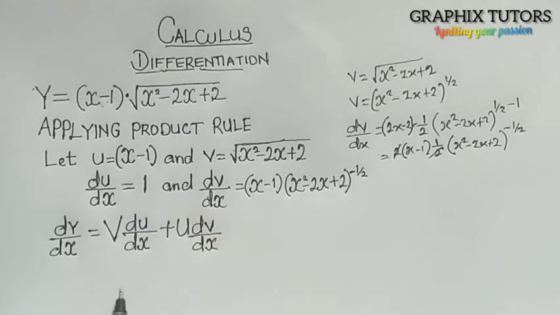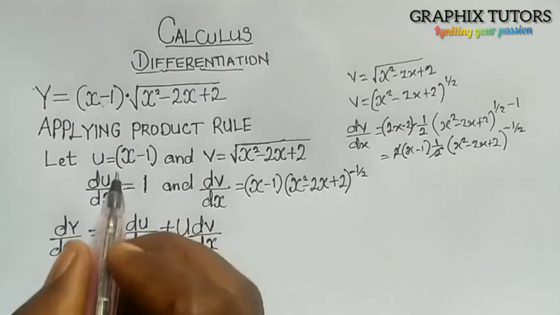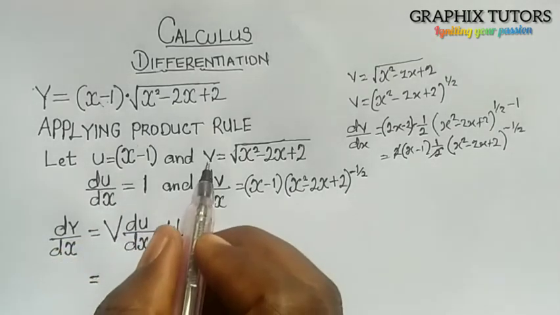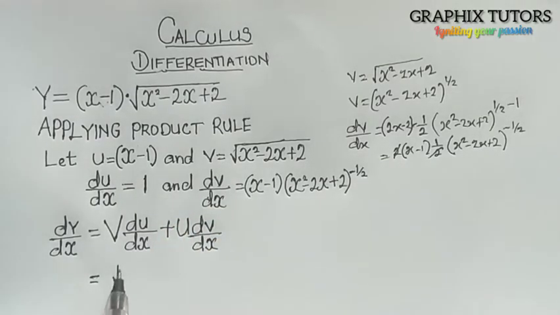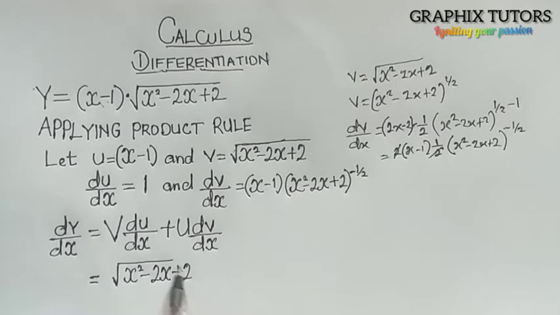Now we'll start inputting our values. From here, the v here is the square root of x squared minus 2x plus 2. That is my v, multiplied by the du over dx here, which is giving us 1. So multiplied by 1.